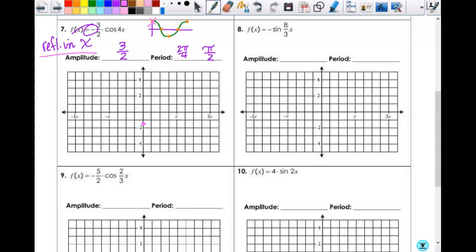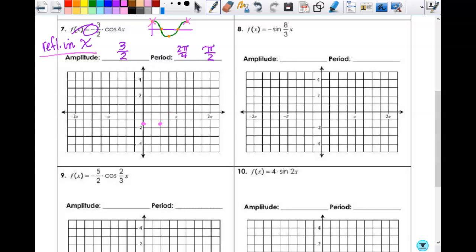The period is pi halves, so I need to go to the end of the period to get the other point, which will now be another minimum. So at pi halves, I'm right here. And by the way, this is 0, this is pi. So this is pi halves. What is this right here? Pi fourths. Okay, that's important to think about as you think about what's on the axis there.